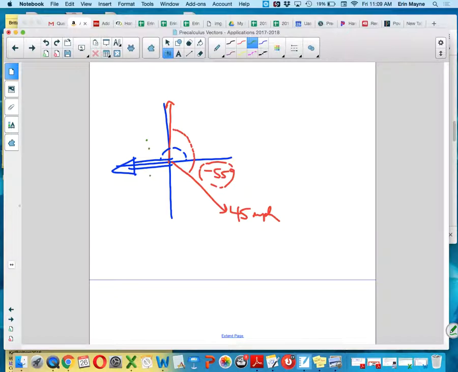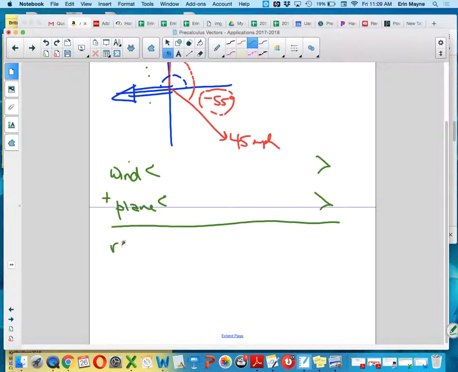What components are being combined to give me my resultant? The wind and the plane. So I'm going to need a wind vector, and I'm going to need a plane vector. When I add them, I'm going to have my resultant vector. Okay, now, we already said the direction of my resultant is how many degrees? 180.